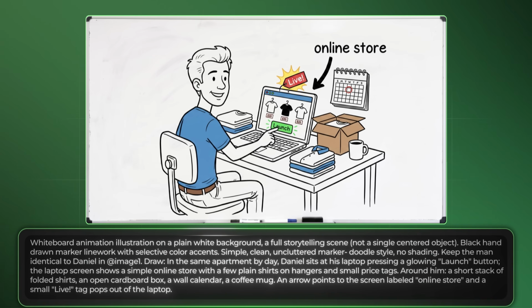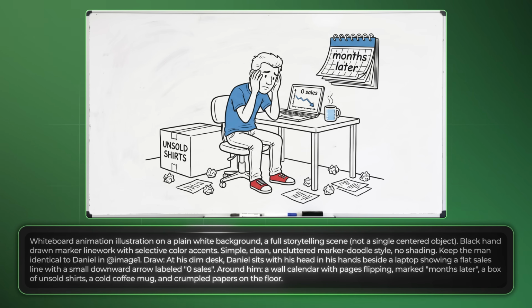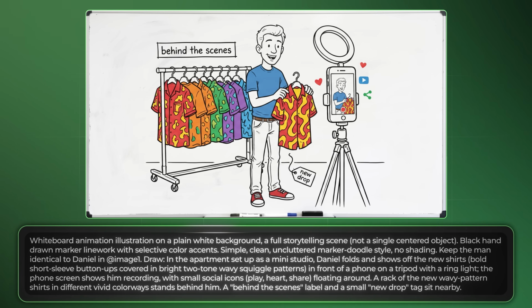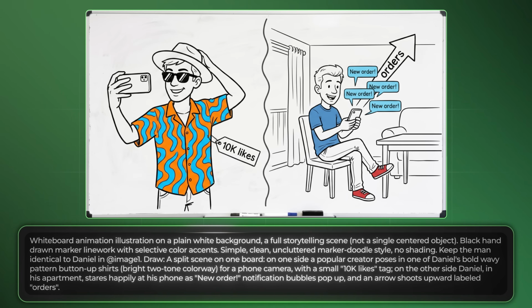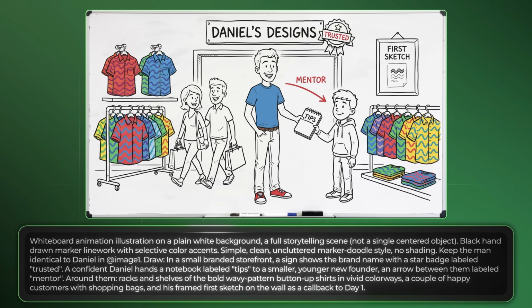For the second one, he launches his brand online. Then the critics call his designs too plain. After that, sales go flat and he almost gives up. Then he reworks everything with bolder, more colorful designs. Next, he drops the new collection and films the whole process. Then a creator wears his shirt and the orders start pouring in. After that, he's shipping boxes out of a studio that outgrew his apartment. And in the last one, his brand takes off and he starts mentoring new founders.